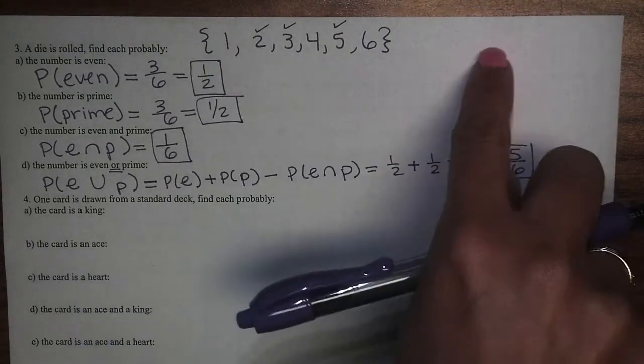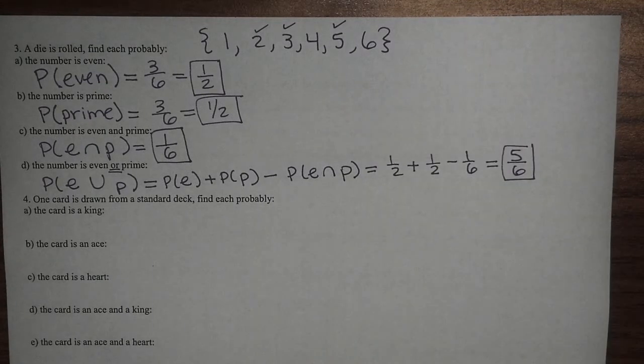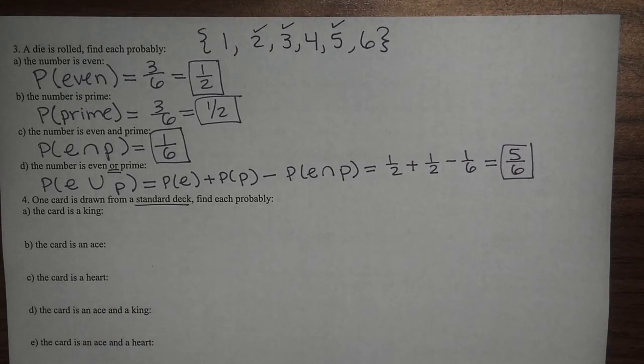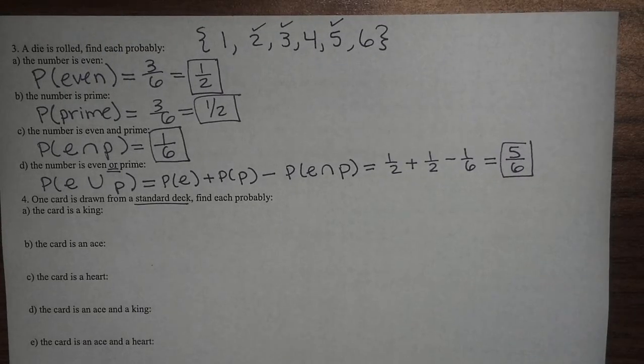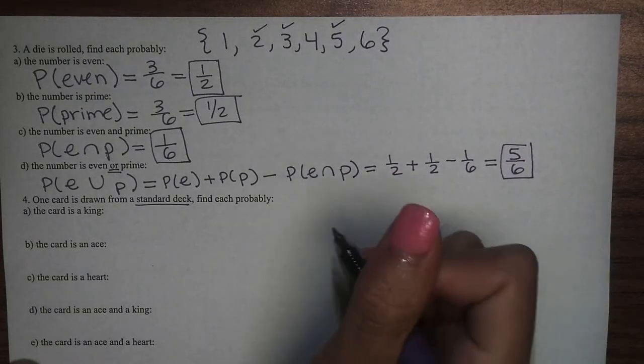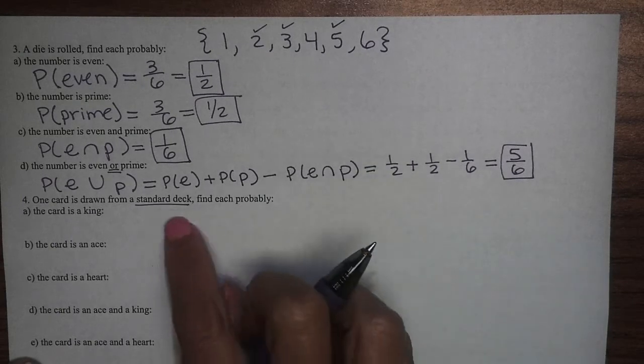It helps if you write down your sample space. So for number 4, one card is drawn from a standard deck of cards. So you do need to be familiar with the standard deck of cards. So we're not going to write the whole sample space, but here's some information you need to know about a standard deck of cards. Definitely make sure you know this. And if you're not sure, go play with the deck of cards.